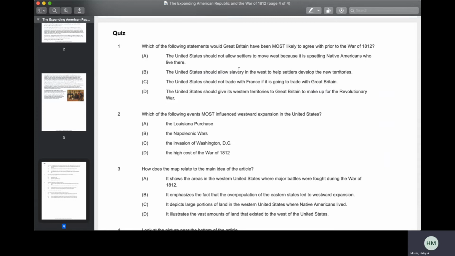The United States should not allow settlers to move west because it is upsetting Native Americans who live there. The United States should allow slavery in the West to help settlers develop the new territories. The United States should not trade with France if it is going to trade with Great Britain. The United States should give its western territories to Great Britain to make up for the Revolutionary War.